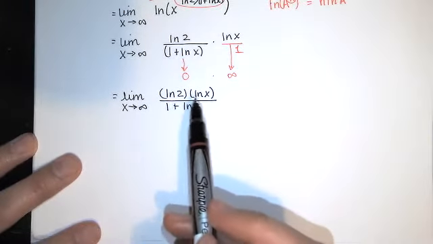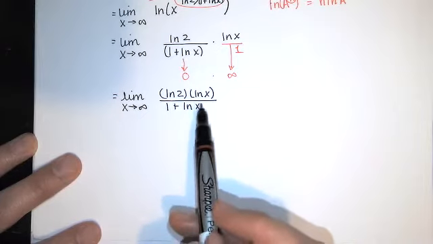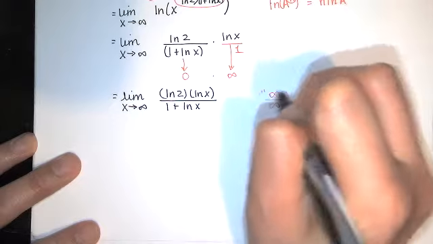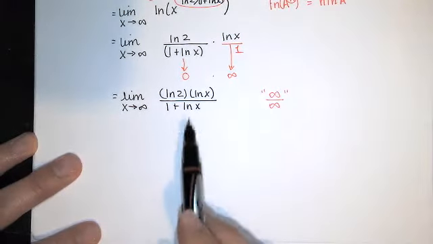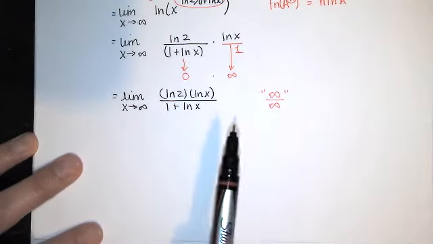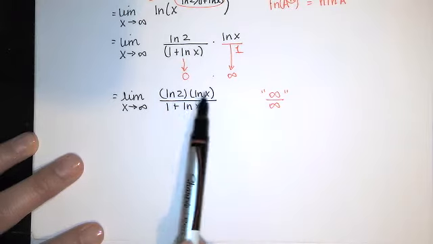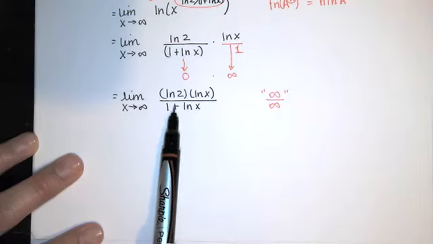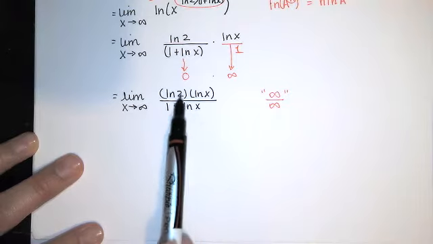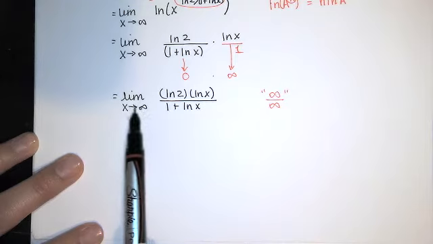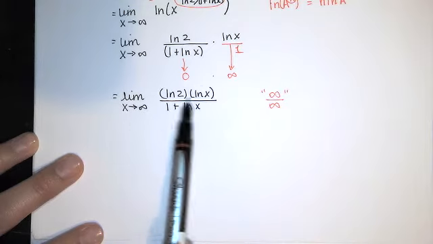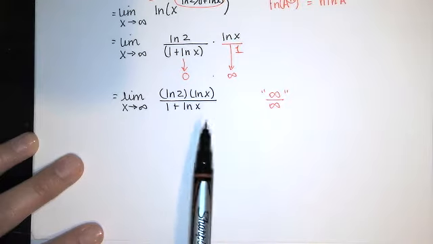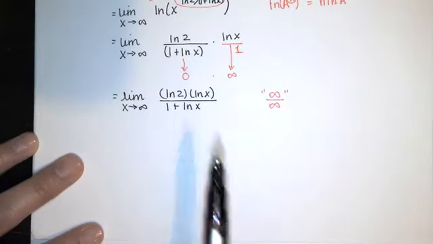Natural log of 2 is just a number. This is approaching infinity very slowly, so is this. Hope you guys can see that these are going to approach infinity at the same rate. I've got a constant times natural log of x, and then I've got a constant plus natural log of x. So really what's changing as x goes to infinity? It's just the natural log of x. Pretty sure that the limit's going to be natural log of 2 for this, but we'll see.